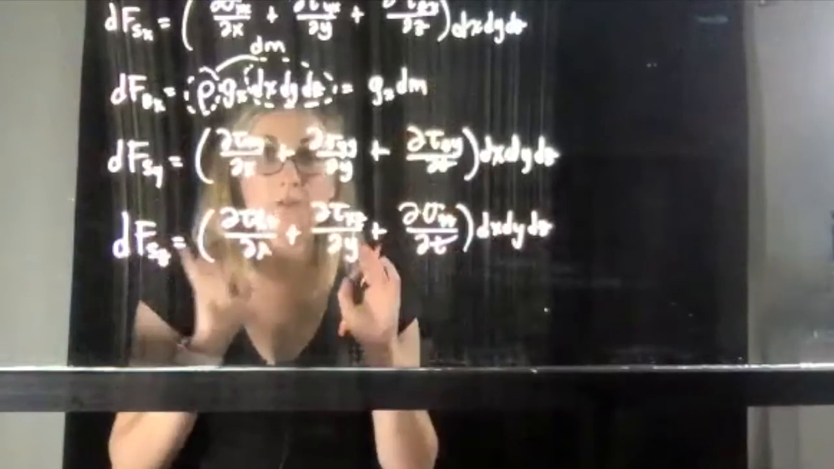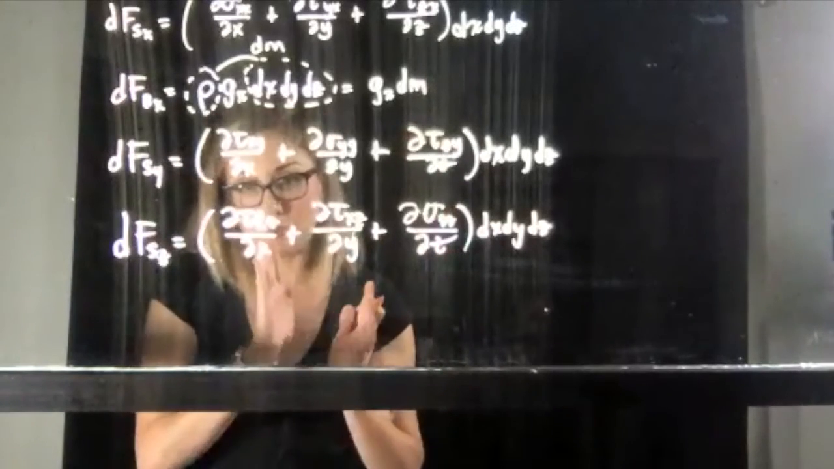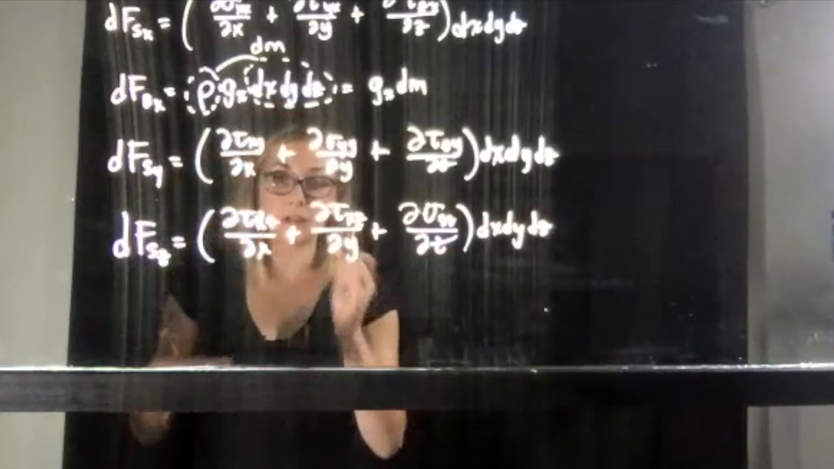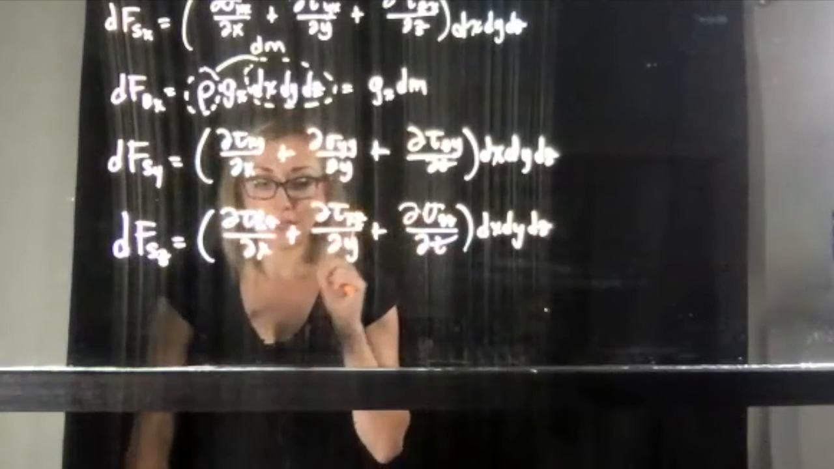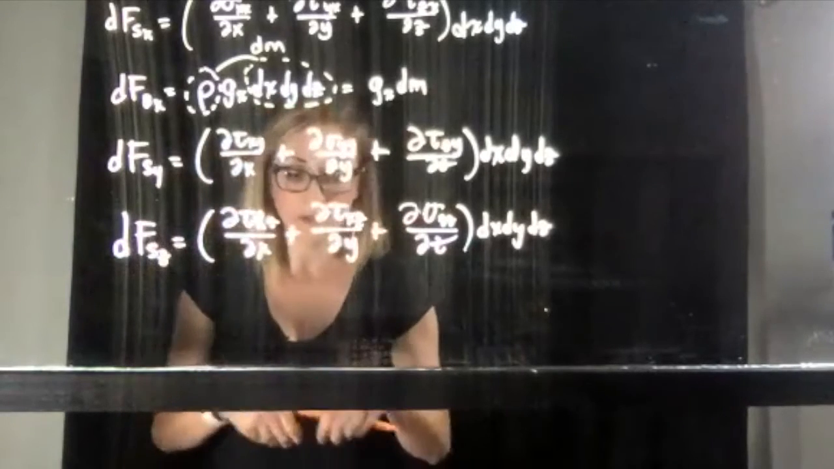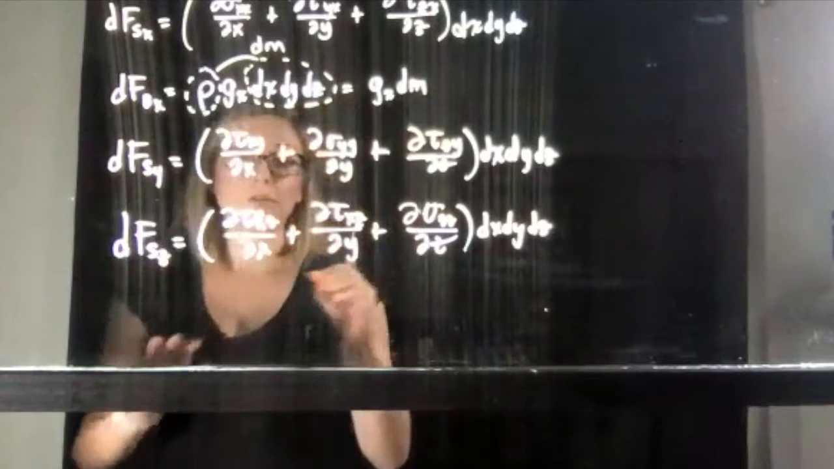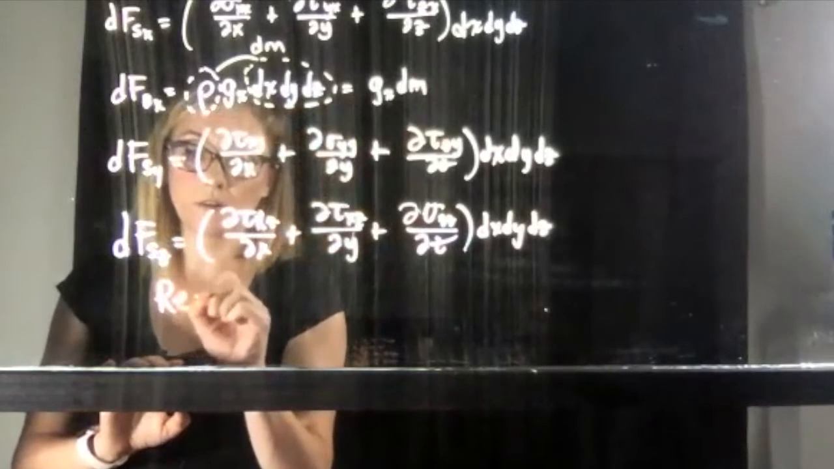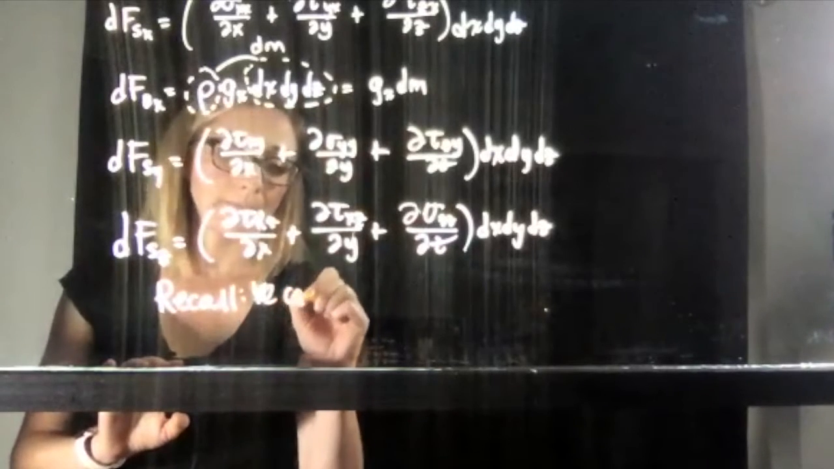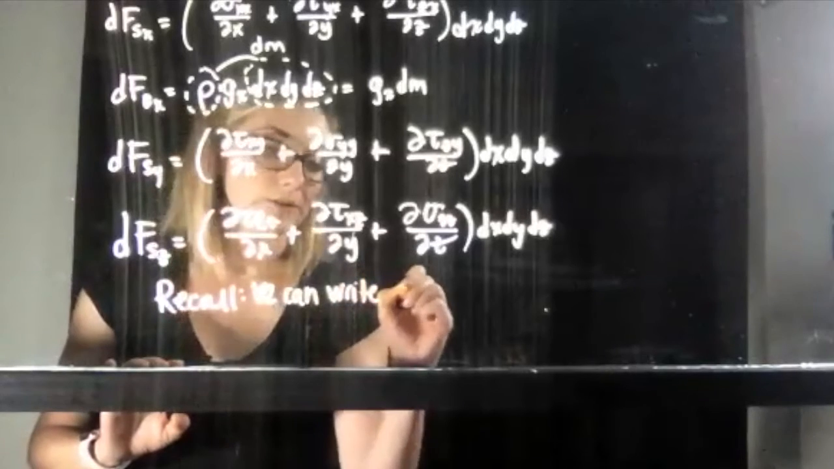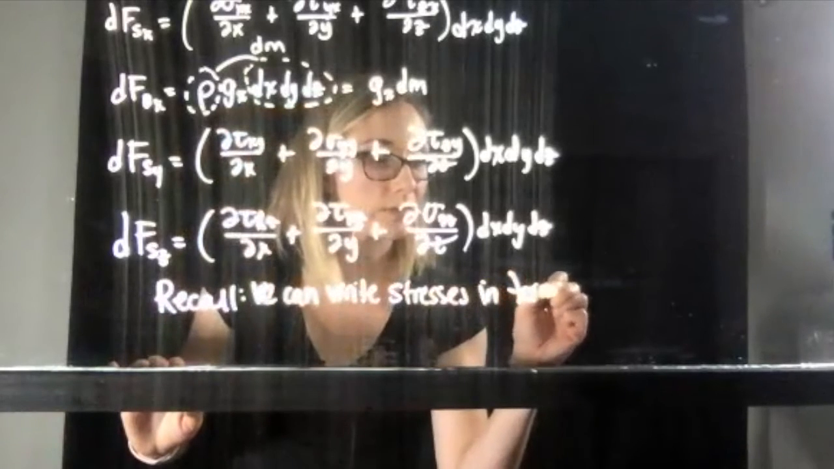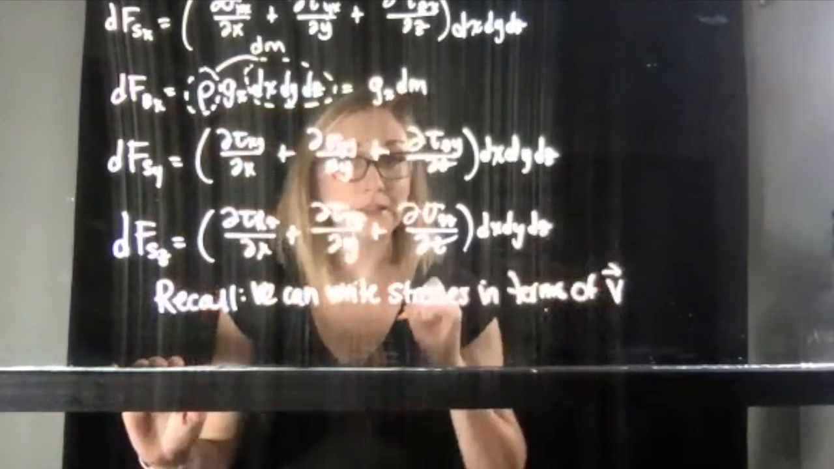So this is all well and good. But if you remember back several lectures ago, we can actually write our stresses, so these taus and these sigmas, in terms of the velocities. So we're looking for a differential equation that is in terms of velocities. So that's what we're going to want to do. So just quickly to note here, recall that we can write stresses in terms of the velocity.